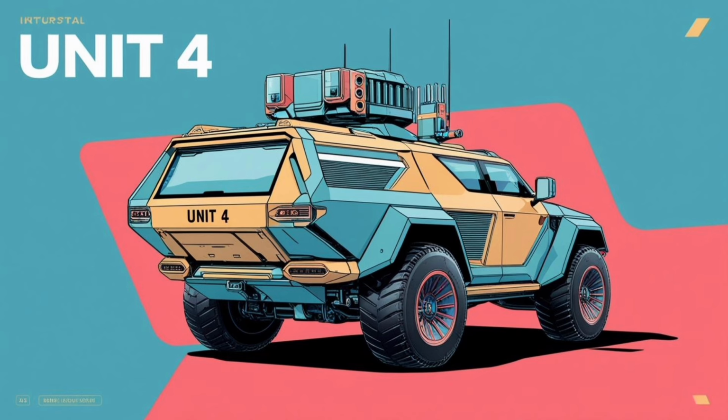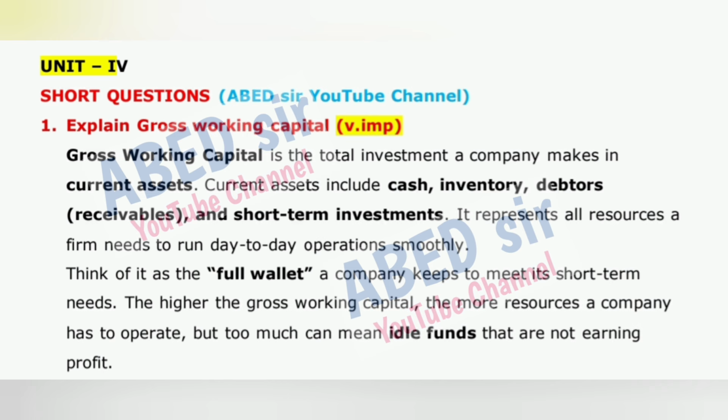Unit 4, first important short question is: explain gross working capital. Gross working capital is the total investment a company makes in current assets. Current assets include cash, inventory, debtors, receivables, and short-term investments. It represents all resources a firm needs to run day-to-day operations smoothly. Think of it as the full wallet a company keeps to meet its short-term needs.